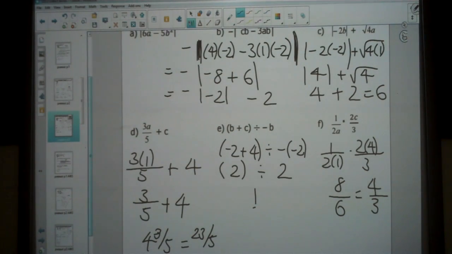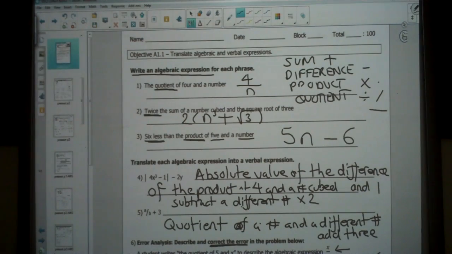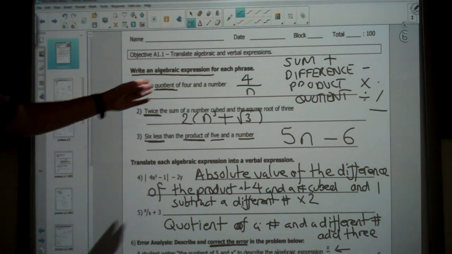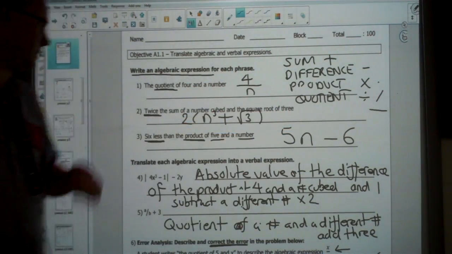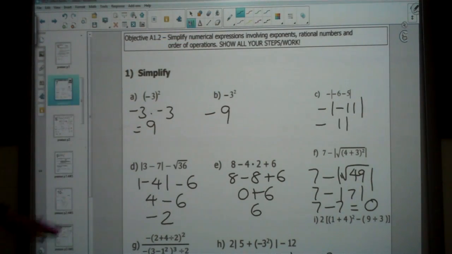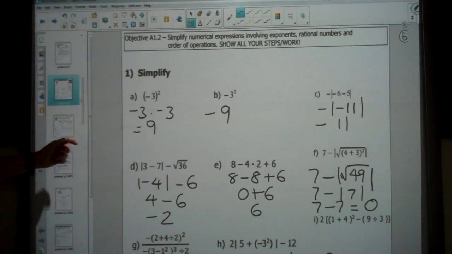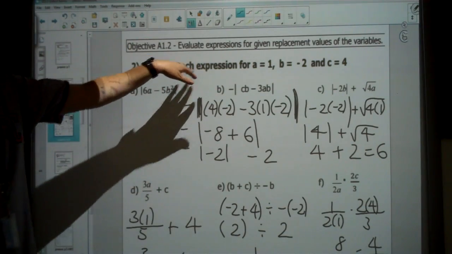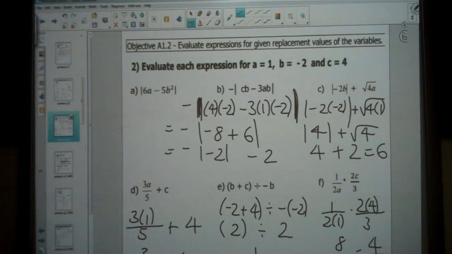So that concludes the pretest, just those two objectives. The first one being to translate algebraic and verbal expressions. Make sure you know those key words, because they're obviously going to be very important for you. And then the second one is simplifying expressions, either by just using GEMDAS, or as we did on the last one, using replacement values by substitution.